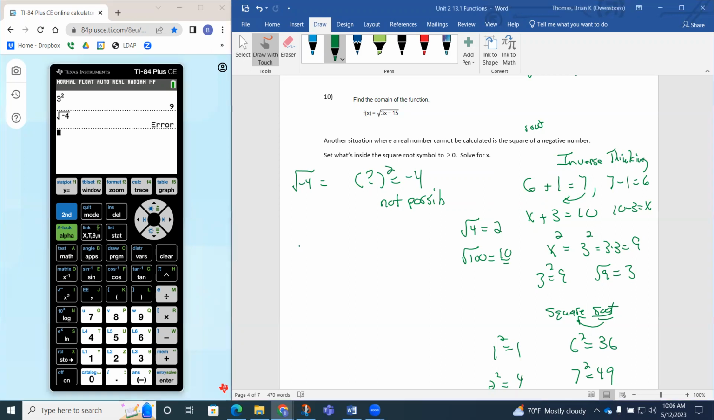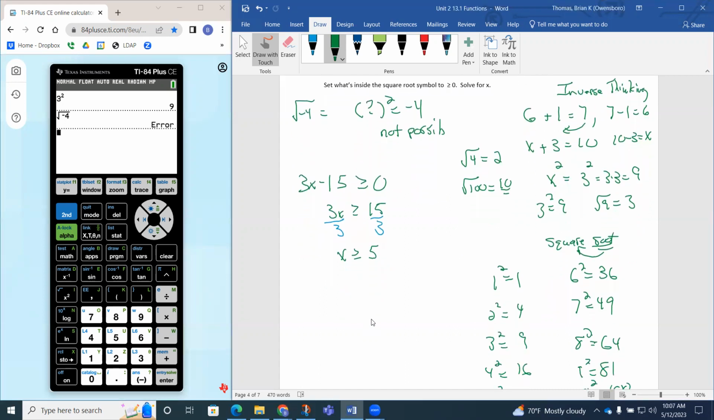So what we did is we set this 3x minus 15 to be greater than or equal to 0, because what's inside the radical cannot kick out a negative value. If we add 15 to both sides, we get 3x is greater than or equal to 15. If we divide both sides by 3, we get x is greater than or equal to 5.